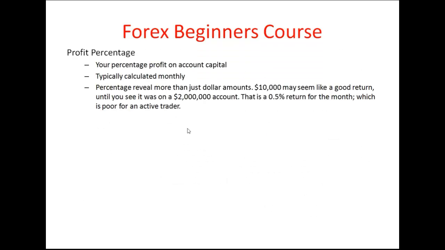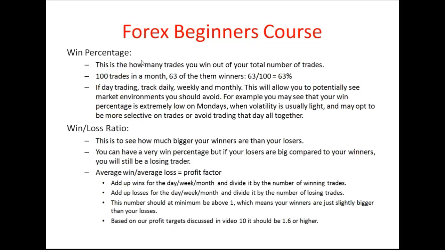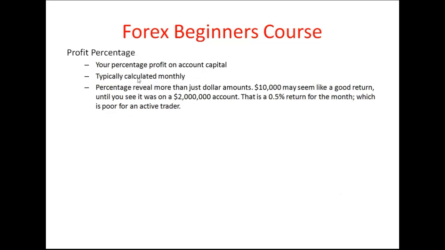So let's just quickly go back and look at these again. These are the ones you want to look at. Your win percentage: how many trades you're winning out of your total number, generally over a month, a week, or a day. Your win-loss ratio: take your average win percent divided by your average loss percent, which gives you a profit factor that should be at least greater than 1. And your profit percentage is your monthly profit on your account capital. You add up how much you made divided by your account capital to give you a percentage return for the month. Ideally, we want that to be positive.